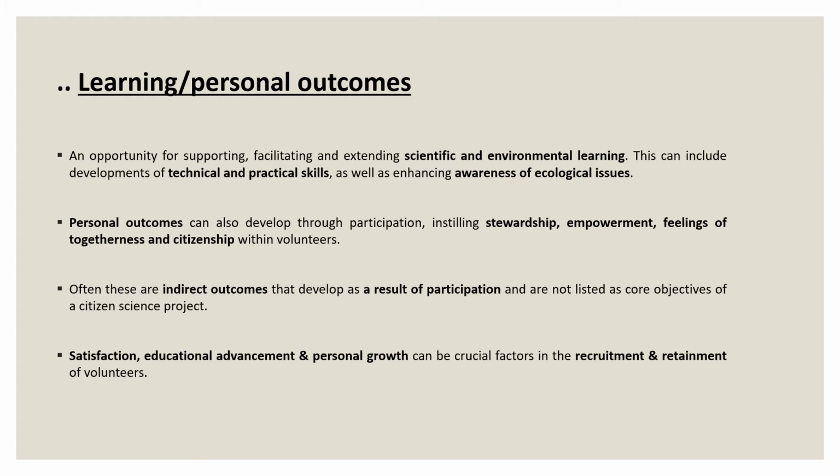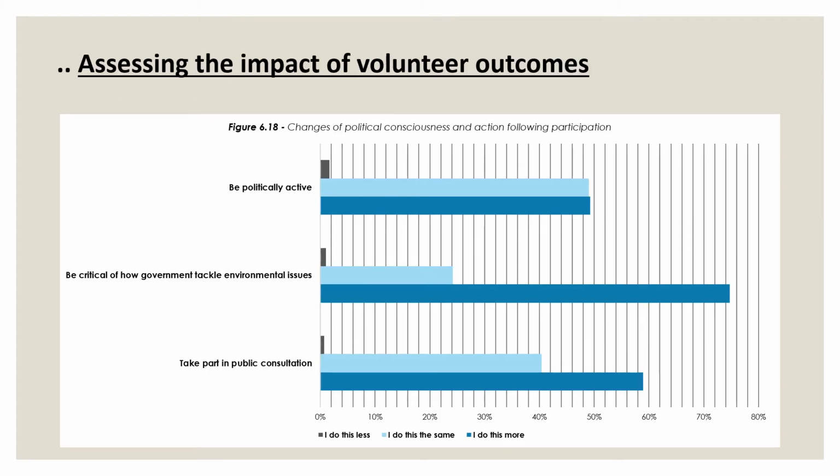In turn, citizen science can instill stewardship, empowerment, and feelings of togetherness within volunteers as they develop a more inclusive and participatory environment. Most commonly, these outcomes are indirect and are not outlined as key objectives of citizen science projects. However, they are crucial for the recruitment and retainment of volunteers, as satisfaction, educational advancement, and personal growth often define how a citizen wants to continue or leave their citizen science project. In a similar manner to how citizen science projects recognise this need to understand the learning and personal outcomes of their volunteers so that they can tailor future initiatives to suit the needs and requirements of participants, research has shown a growing interest in this field of study.